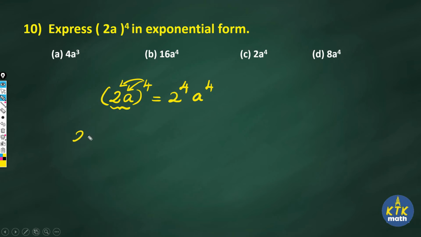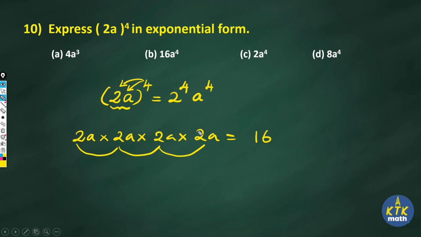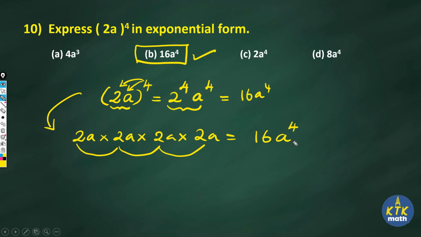Or else you can even write it like this also: 2a, 2a, 2a, 2a, which will give you again 2 2s are 4, 4 2s are 8, 8 2s are 16, and a is a power 4. So your answer is going to be 16a power 4. Either you can write like this directly, 16a power 4, or if you have any confusion in applying any laws, you can even expand the numbers and write. In either way we are going to get the same answer.